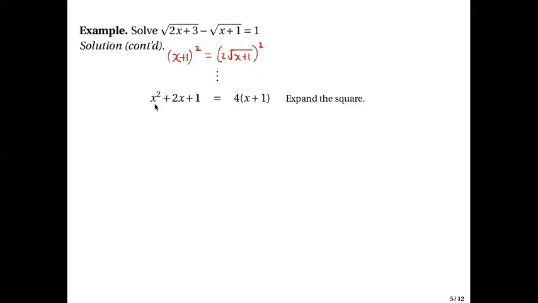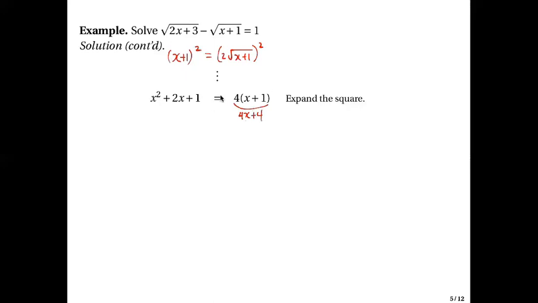So here, you expand. It's just x squared plus 2x plus 1. In here, you have 2 squared, that's 4, and then square root of x plus 1 squared, that's just x plus 1. And then this guy here, this is 4x plus 4. And then we simplify everything.